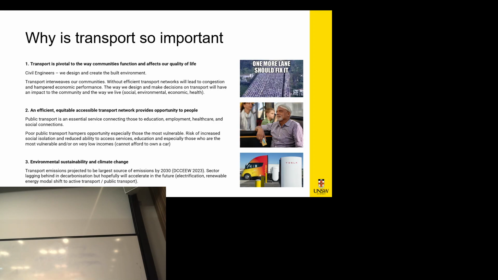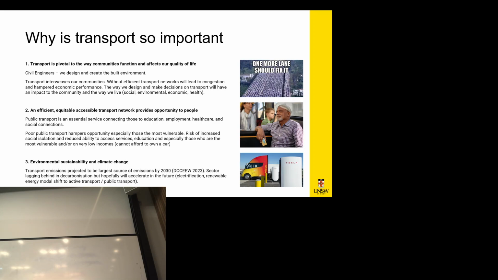Another reason is that an efficient, equitable, accessible transport network really provides opportunity to people. There are many examples. Public transport is an essential service to connect to education, employment, healthcare, and social connections. Poor public transport hampers opportunity, especially for the most vulnerable. If you can't drive because you don't have the money to purchase a car or get a license, there's a risk of increased social isolation and a reduced ability to access services and education.